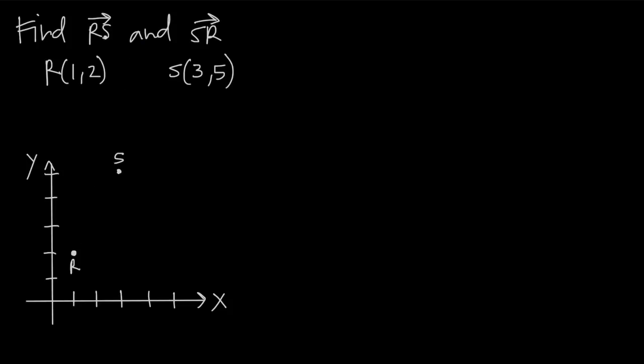So if we want to find the vector RS, that means we're starting at R, we're going to S. What we need to do is subtract the values in the coordinate point R from the values in the coordinate point S. So you subtract R from S. So if we want to find the vector RS, that's going to look like this. And to indicate a vector, we use angle brackets instead of parentheses like we're used to for coordinate points.